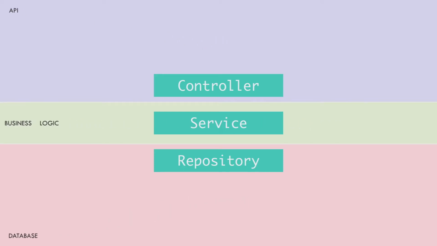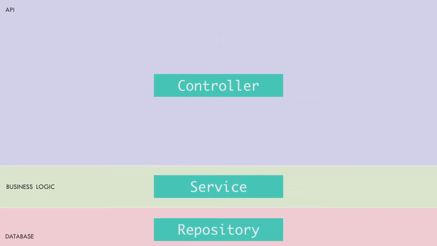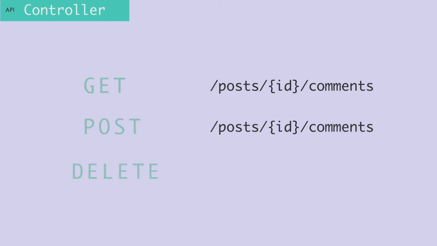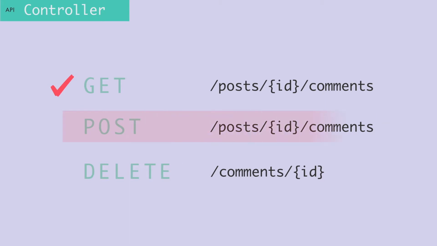Again, we're going to start with the controller for the API. So this is the design of the REST API URLs. And we have completed the get URL so far. The next is the post, which allows us to add a comment to the database.